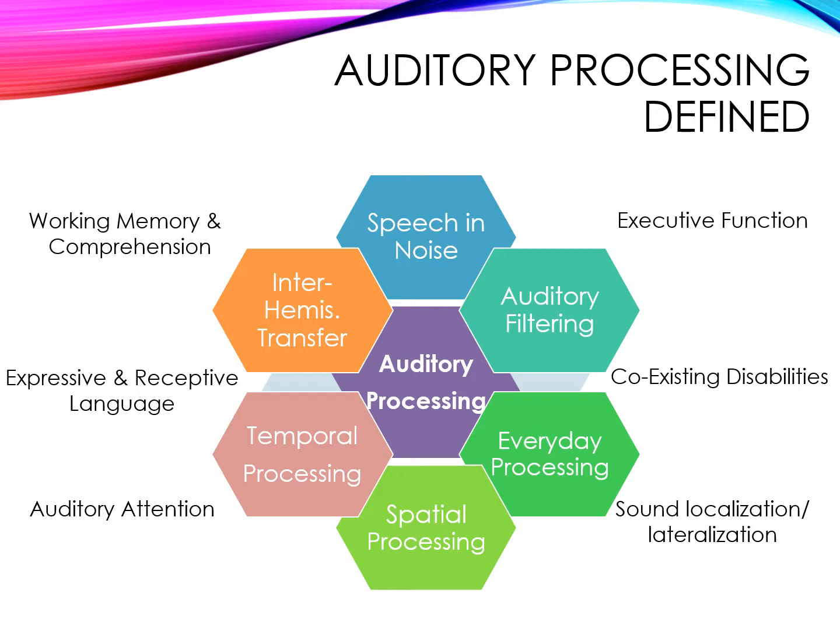So it's the working memory and the comprehension, expressive and receptive language, auditory attention, executive functioning, which is our ability to plan and organize and sequence our world, and coexisting disabilities that they might have. So do we have some other types of sensory processing disorders? And then their ability to localize sound and lateralize sound. So these other factors and many more relate to auditory processing in all populations.